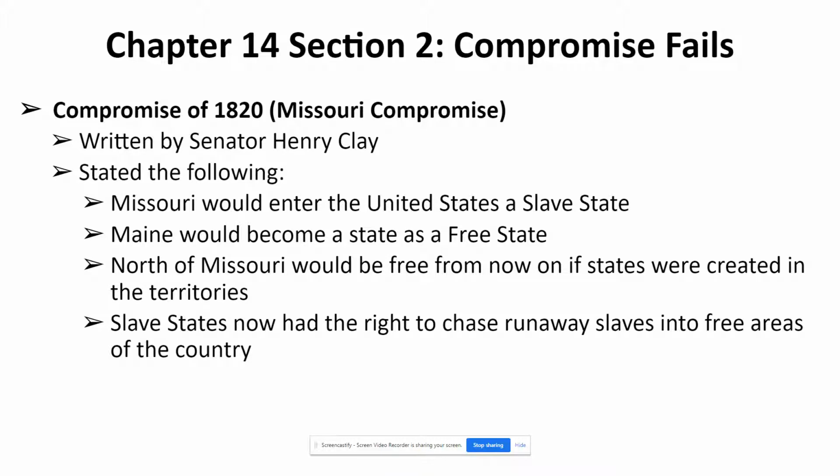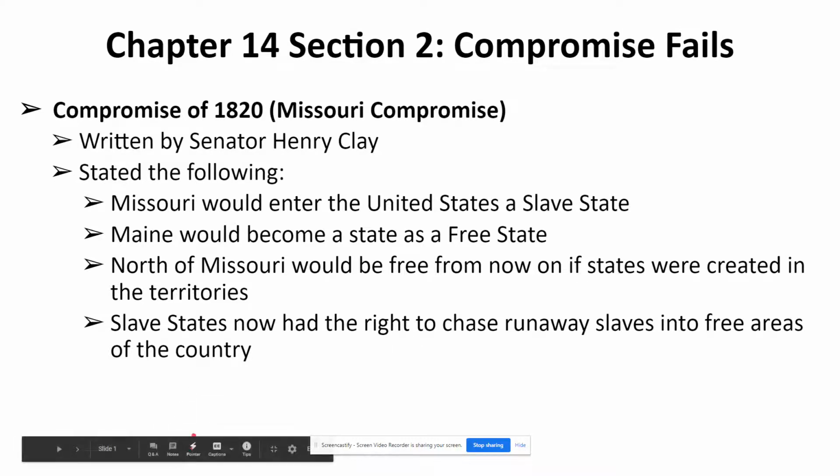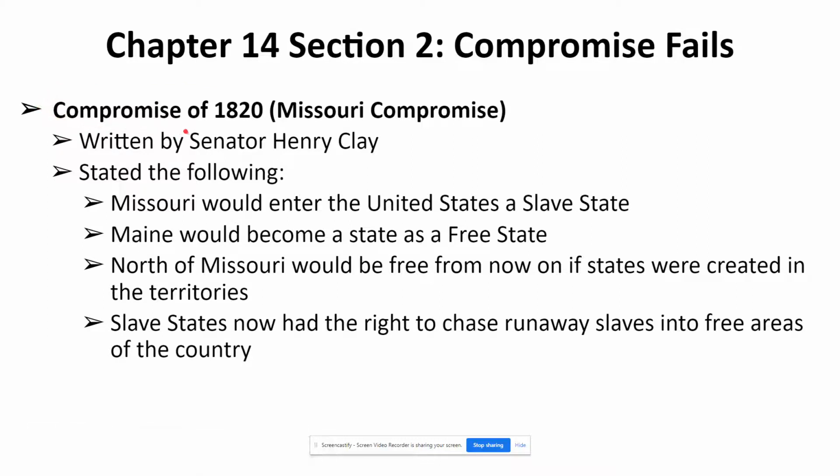This isn't going to be a long one. I'm going to get through it. We're talking chapter 14. We are still on causes of the Civil War. And I'm going to dive into this very briefly, the Compromise of 1820. We know this already. We did this, I think, in chapter 11, around there.